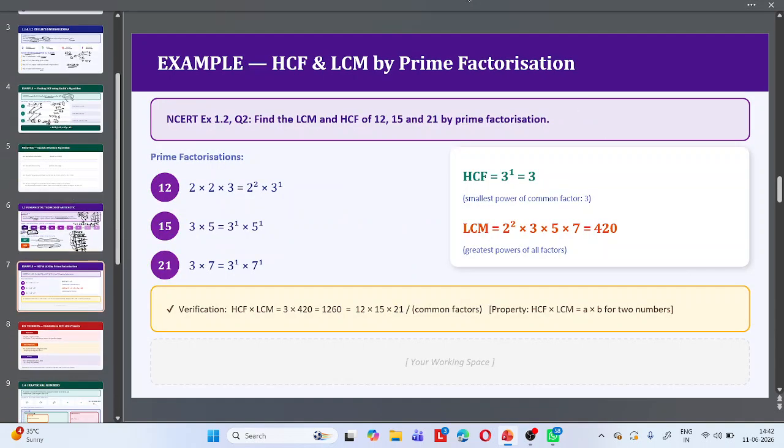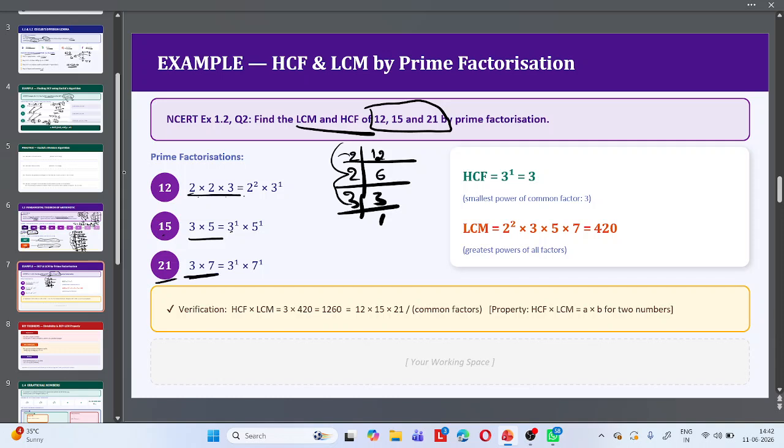Okay, let me take one example here. We need to find the HCF and LCM of these three integers: 12, 15, 21. So we can write 12 as a product of primes as 2 into 2 into 3. That is 2 2s are 4, 4 3s are 12. We can do it like this: 2 6s are 12, 2 3s are 6, 3 1s are 3. We write this here, that is 2 twice, 3 once. Similarly for 15 this is its product of primes. Here for 21 this is its product of primes.